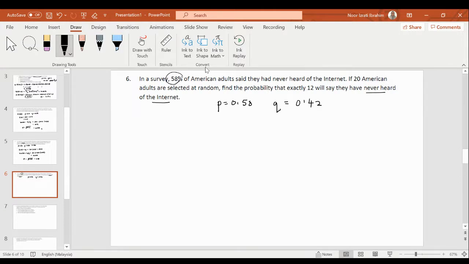And we want to find the probability of exactly 12 saying they never heard. So n is 20. We want to find the probability of x equals 12. Whether heard or not heard, there are two outcomes, so we have to use the binomial function. 20C12 multiplied by 0.58 to the power of 12 multiplied by 0.42 to the power of 8. That's how you get 0.1768, or 0.177. That is for question number 6.